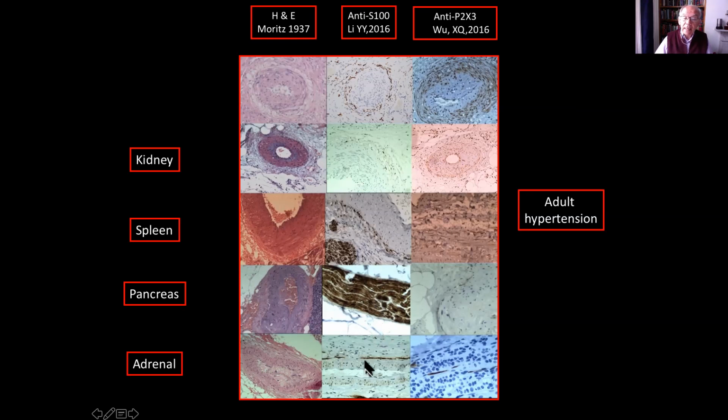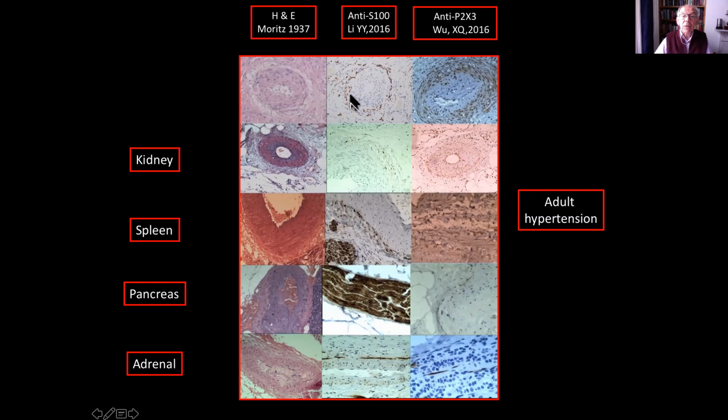And then again in the adrenal cortex here, this is showing background hyperplasia of the adrenal cortex, which is an explanation for this unusual condition of adrenal cortical hyperplasia, which appears to be derived from injuries to the adjacent nerves.